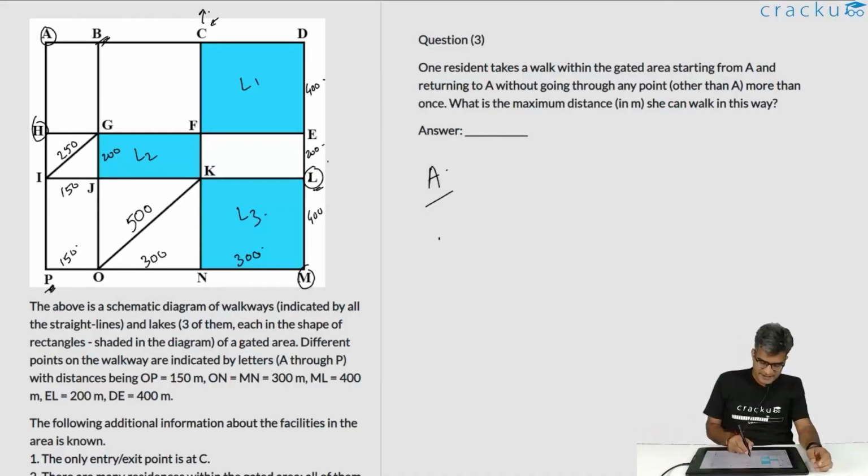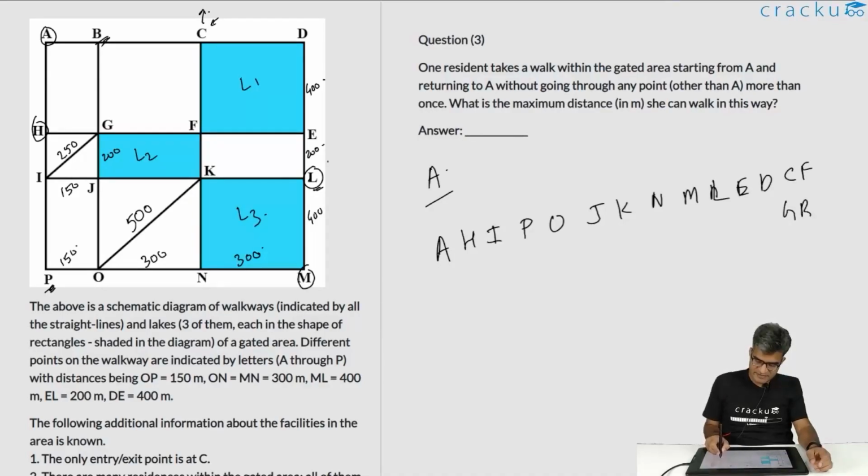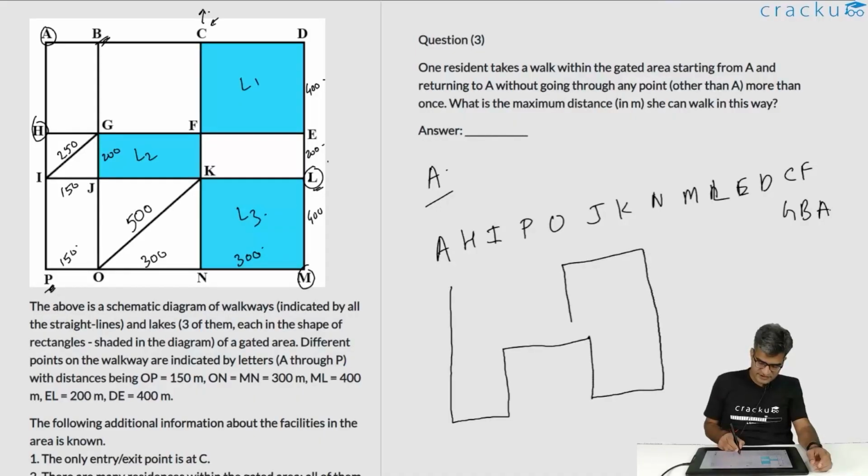So that will be A, H, I, P, O, J, K, N, M, L, E, D, C, F, G, B, A. Essentially, we are trying to take as long a route as possible to reach it. So for example, A is coming like this, he is going like this, then he is coming like this. This is E, this is D. This is the path that he'll take.